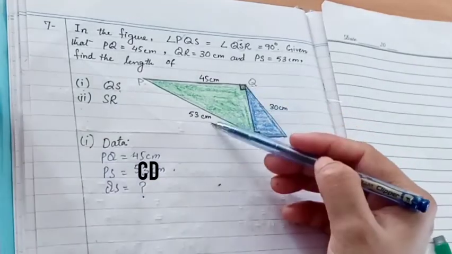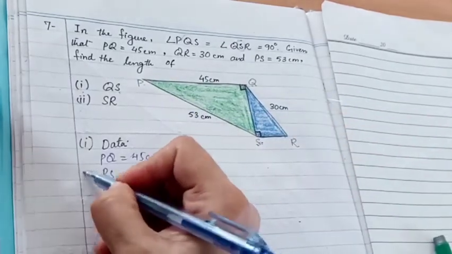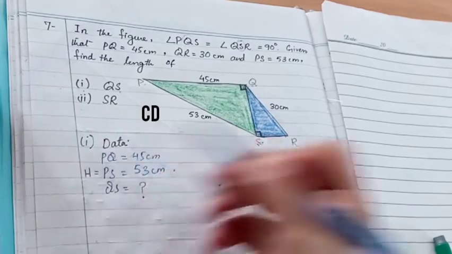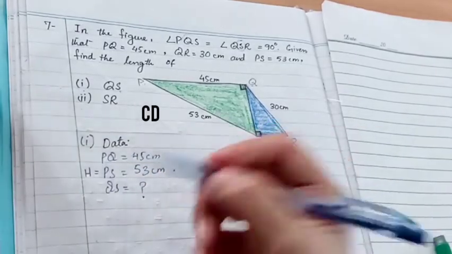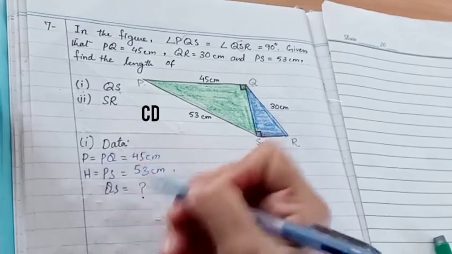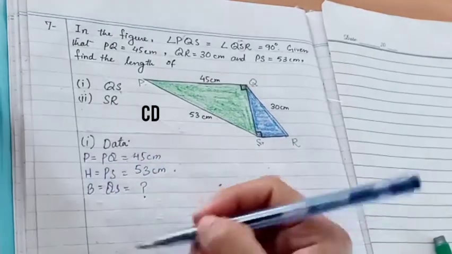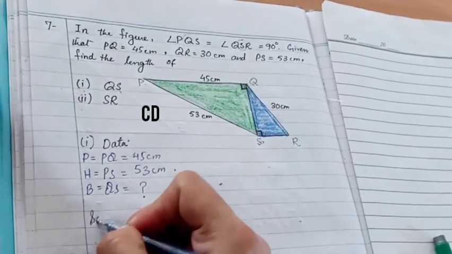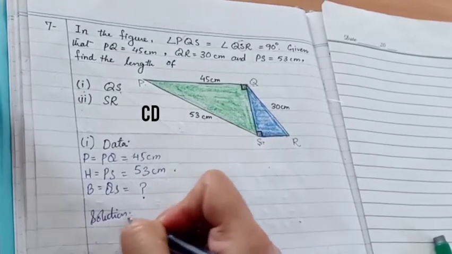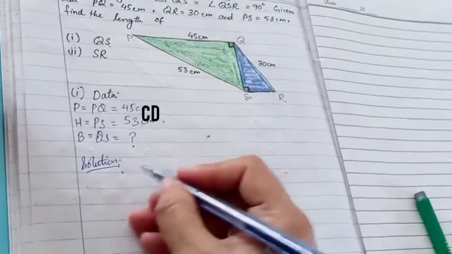The side opposite to the 90 degree angle is PS, that is PS is our hypotenuse, and you can take PQ and QS as perpendicular and base. So I am taking this PQ as perpendicular and QS as base. So starting solution. In solution, we have to apply the Pythagoras theorem.